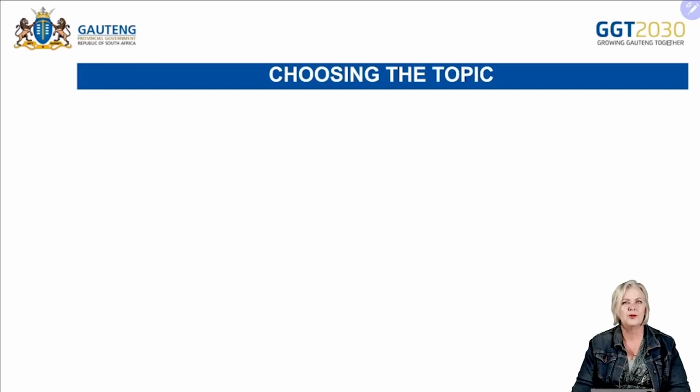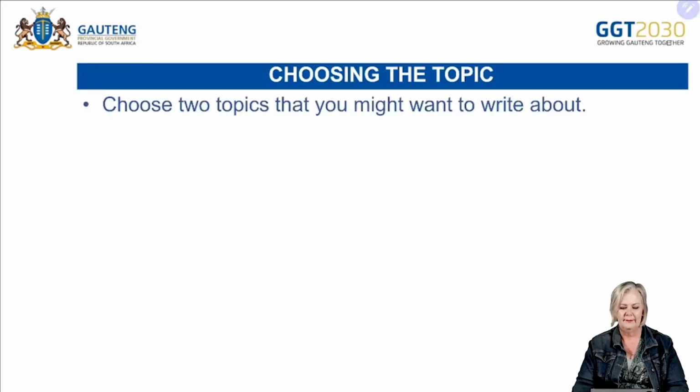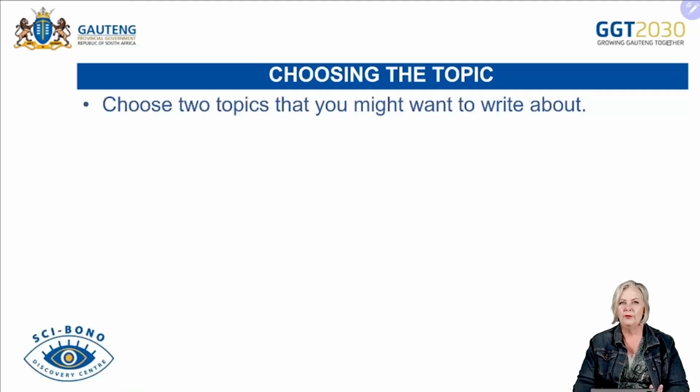Let's take a look at choosing the topic again. My suggestion is always that you choose 2 topics that you might want to write about. Remember, I said 2 topics, you go and you do a brainstorm of each. One of them will lead you to a wall. That means that you'd be stuck. You wouldn't know what to write further. That is the topic that you drop very, very quickly. And then you focus on the second one.